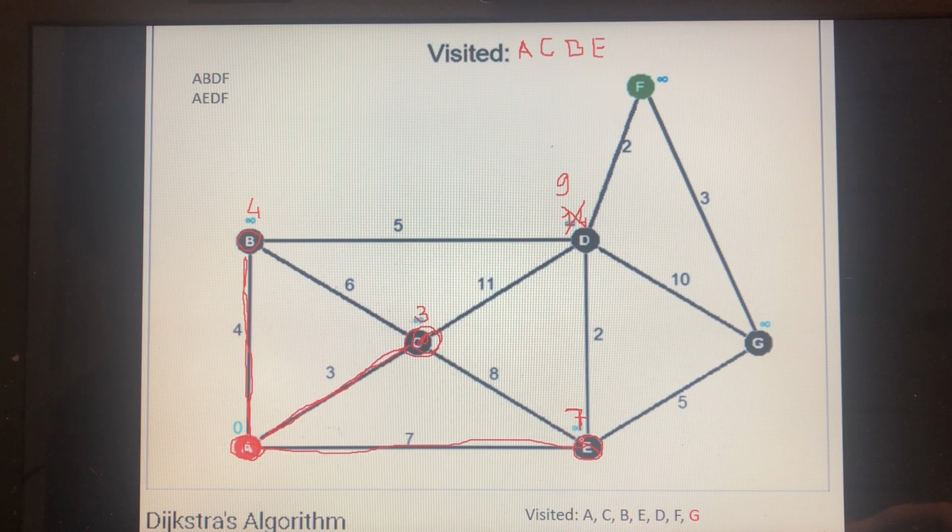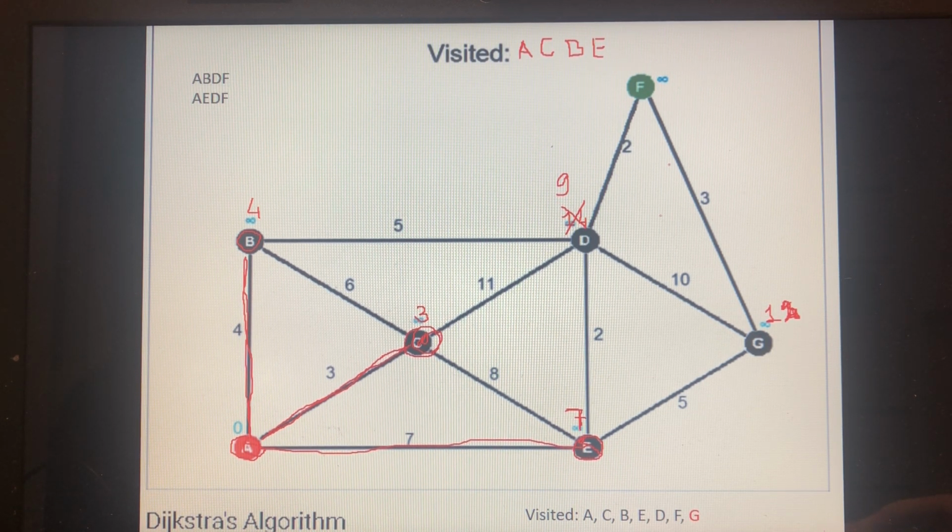And from E we can also go to G. 7 plus 5 would be 12, and we write 12 here because it is infinity here. So 12 here.